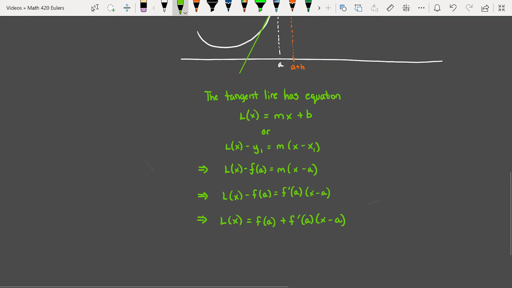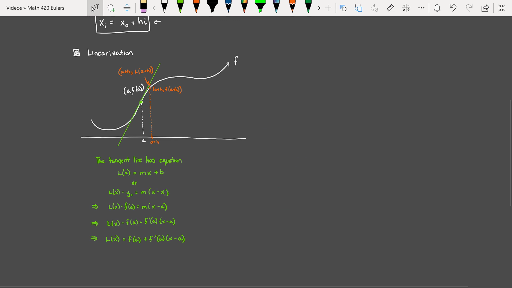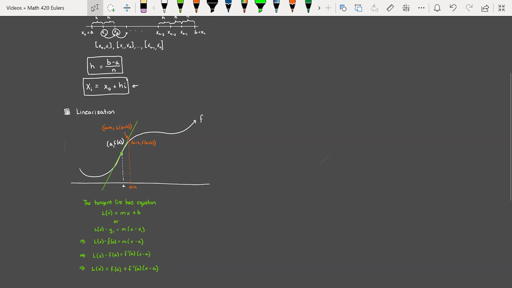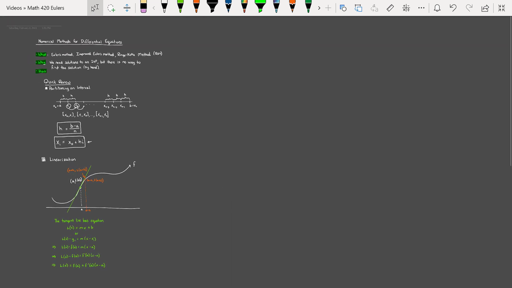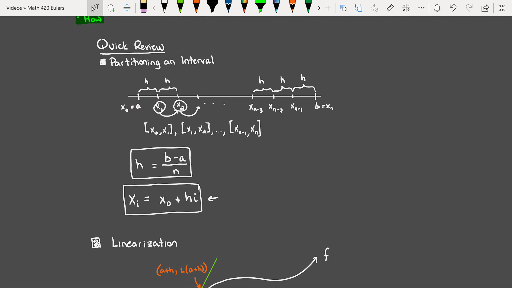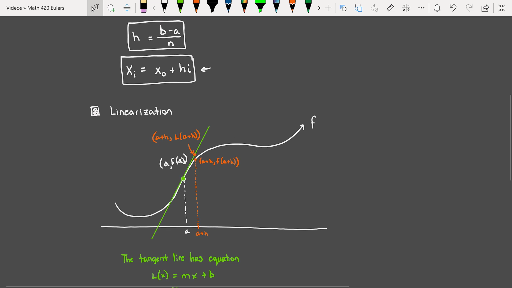Now, this idea of linearization is going to be important as we step into numerical methods for solving differential equations. Very, very important, in fact. So all I wanted to do in this video is really cover what a numerical method is for solving differential equations, and to review this idea of partitioning that we're going to be using, and the idea of linearization at a point, which we will be using.